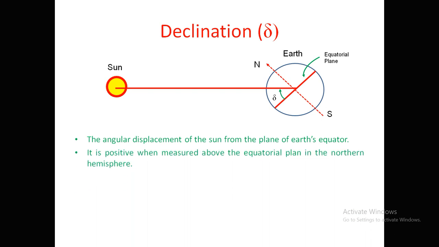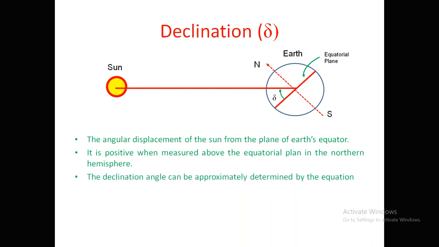Next, it is positive when measured above the equatorial plane in the northern hemisphere. So if it is measured above, as we have seen here, this is the positive angle. If the sun is below the equatorial plane, then definitely we get a negative value for this.